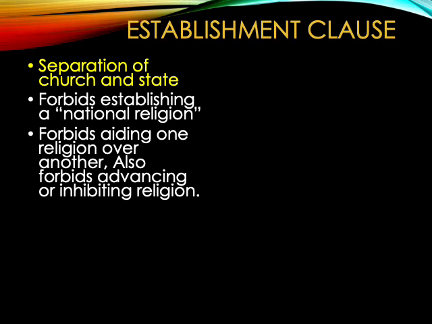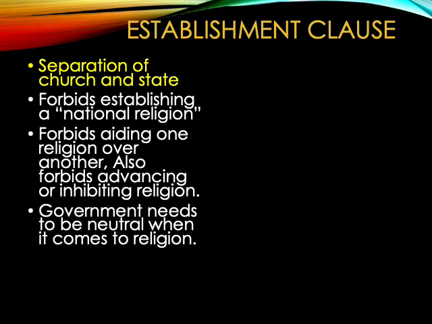So giving tax breaks to one religion but not to another, or putting a display up in a town square that is only one religion but not the other, would be a violation of the Establishment Clause. So you can't aid one religion over another. It also forbids advancing or inhibiting religion, okay? So if laws are somehow advancing religion or making it difficult to practice religion, that's going to be a violation of the Establishment Clause. And so basically, government needs to be neutral when it comes to religion.